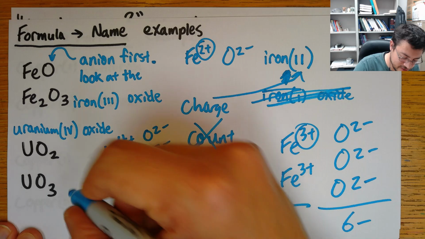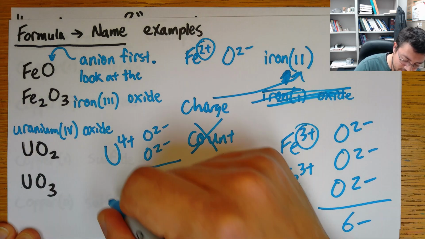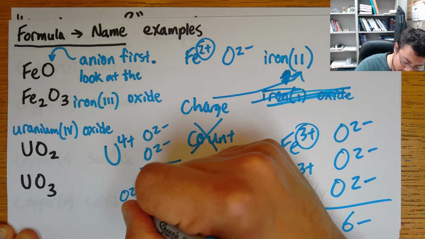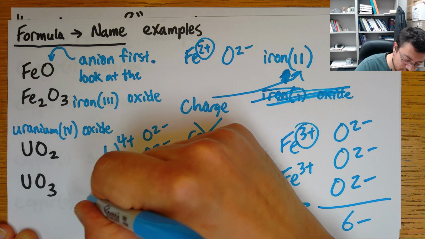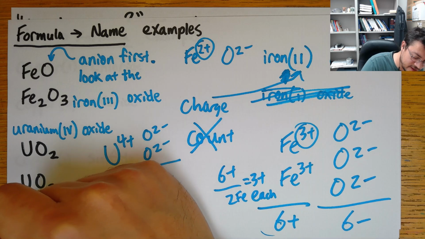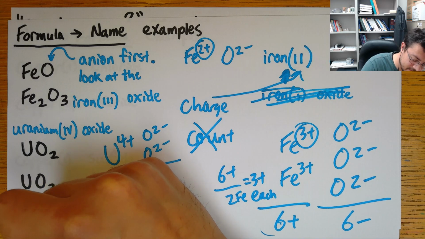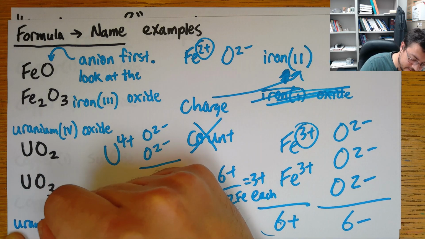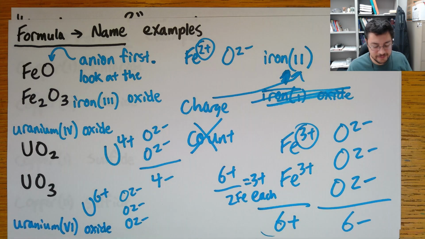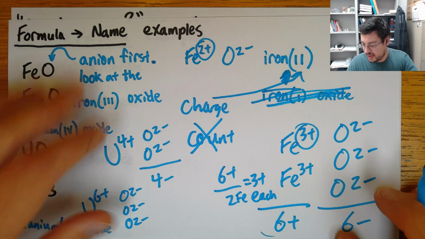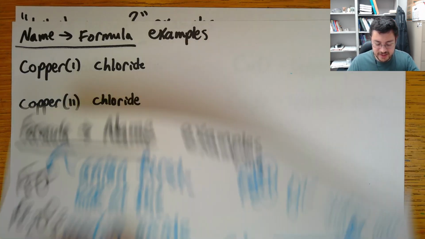Okay. And there's a mineral name for that, but I think I've done enough geology today, as much as I love geology. And then UO3, we got 3 of them, so that means it's going to have to be a U6 plus. So this is going to be uranium 6 oxide.